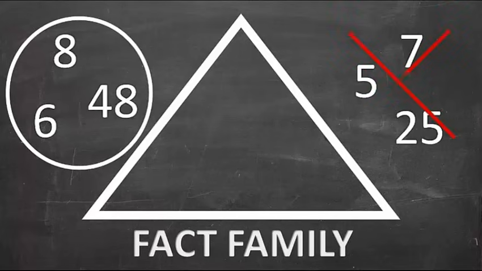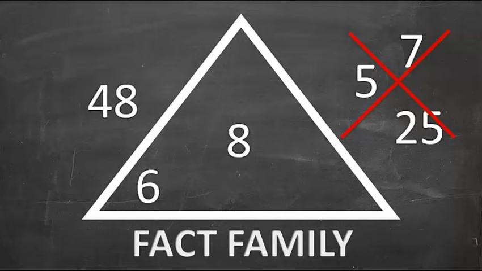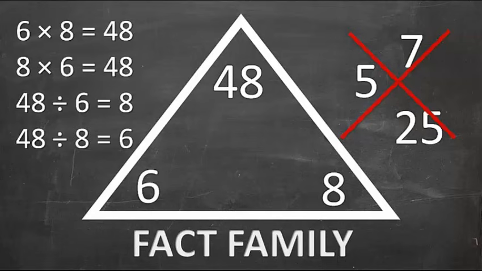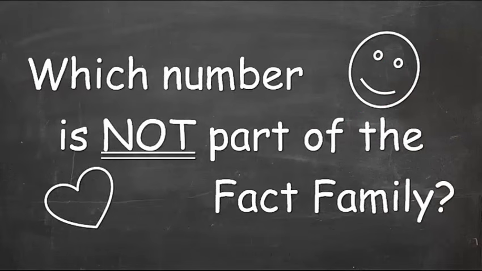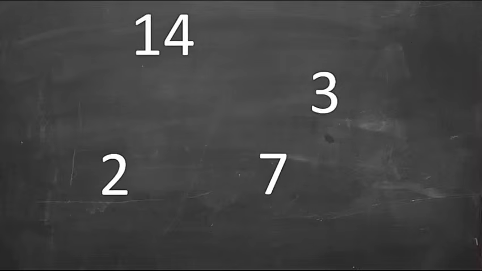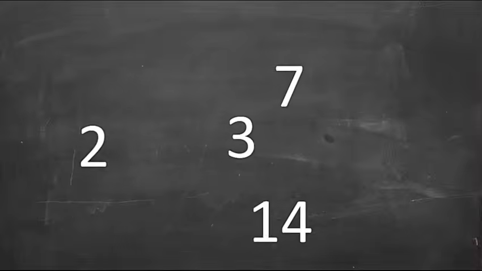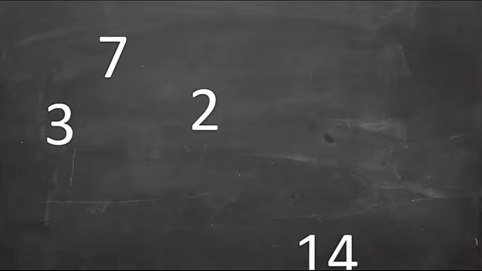If you picked 6, 8, and 48, you are correct. 6, 8, and 48 can be used to make the following number sentences. 6 times 8 equals 48, 8 times 6 equals 48, 48 divided by 6 equals 8, and 48 divided by 8 equals 6. Okay, one more activity. Let's see if you can pick which of the following numbers is not a part of the fact family. In other words, it cannot be used like the other numbers in the group to create multiplication and division sentences. Ready? Let's go. Of these 4 numbers, which number does not belong to this particular fact family?